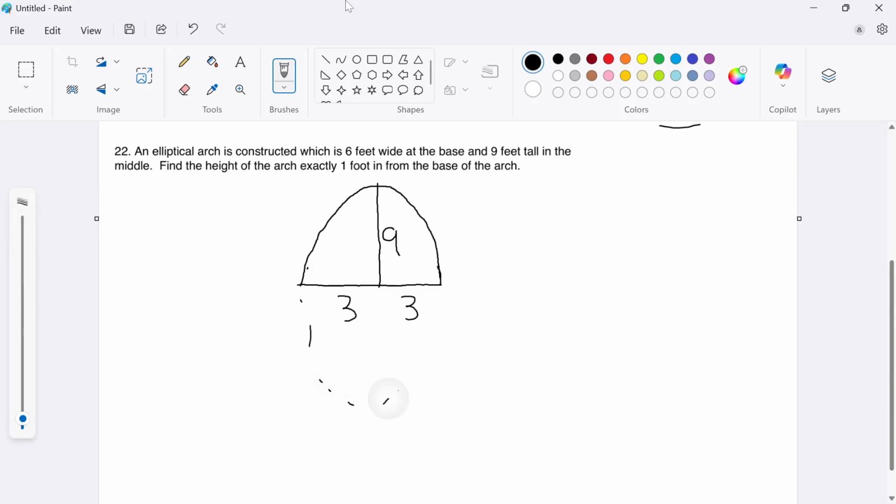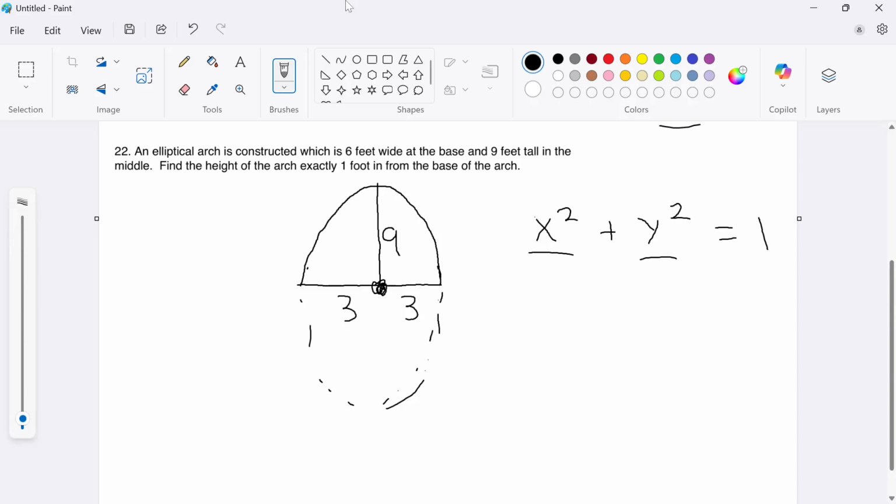If I complete this ellipse, this is one of these that is taller than it's wide. So that means the a goes under the y part. So where is the center? Well, I'm just going to call the center (0, 0). So I'm going to go x squared plus y squared equals 1. Oh wait a minute, this one doesn't want the equation. It says find the height of the arch exactly 1 foot from the base. Okay, let me finish the equation, that general instruction.